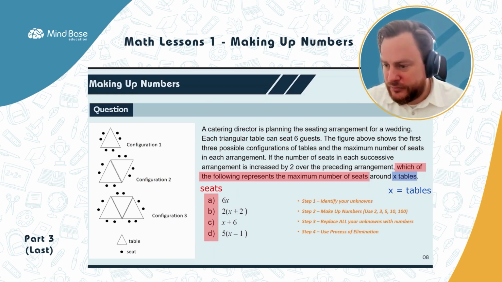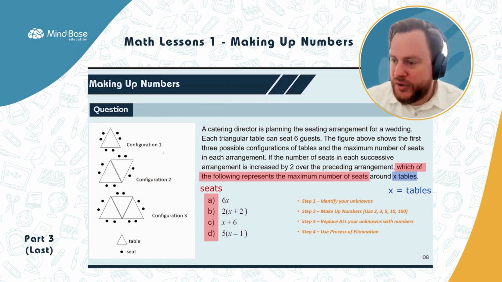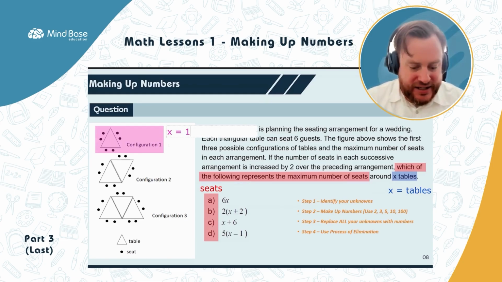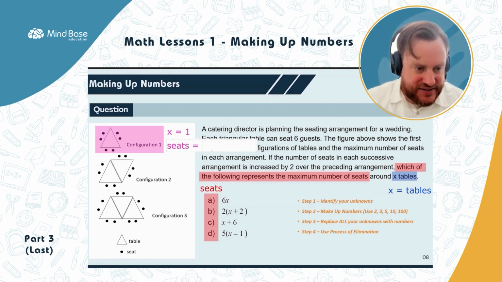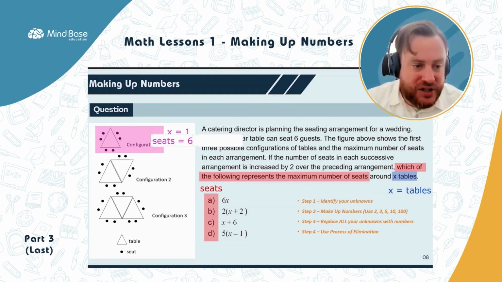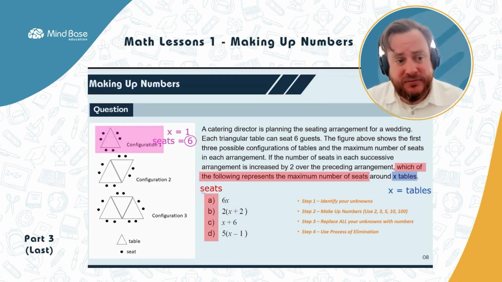So let's go to the first configuration. What do I have here? Well, I have 1 table, so that's X, and I have 6 seats. That's how many seats there are. So I am looking for 6. So if I plug an X value of 1 into each answer choice, I'm looking for the answer choice to be 6.